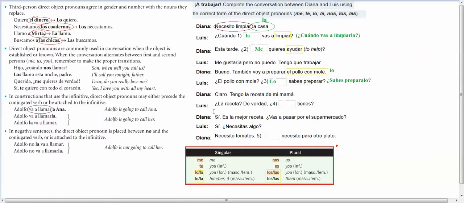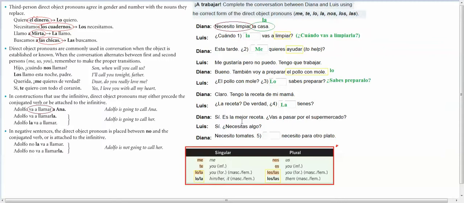Claro, tengo la receta de mi mamá. So she's saying, of course, I have my mom's recipe. The recipe, de verdad, tienes. So he's saying the recipe, really, you have it, meaning the recipe. So if recipe is feminine, then the it we want is the feminine it, which is going to be la. ¿La tienes? Sí, es la mejor receta. ¿Vas a pasar por el supermercado? Sí, ¿necesitas algo? So then she says, it's the best recipe.